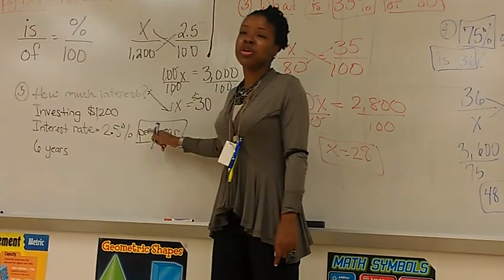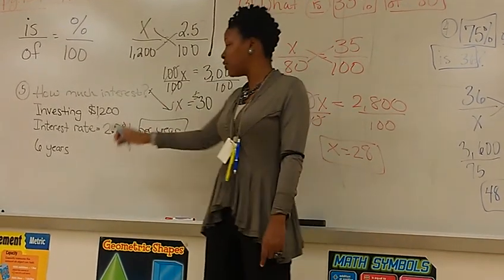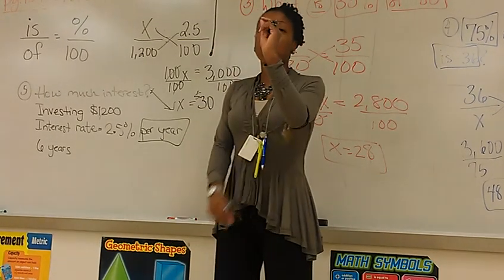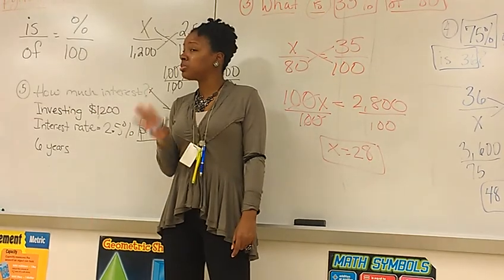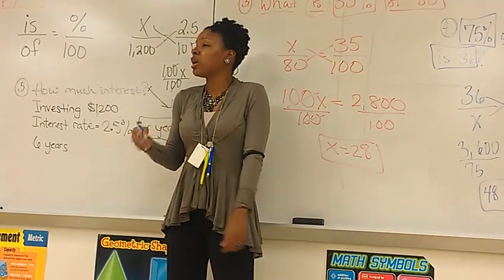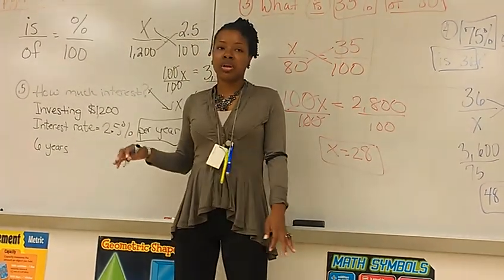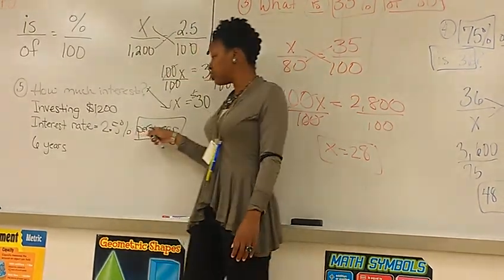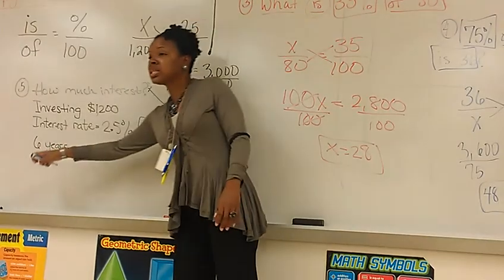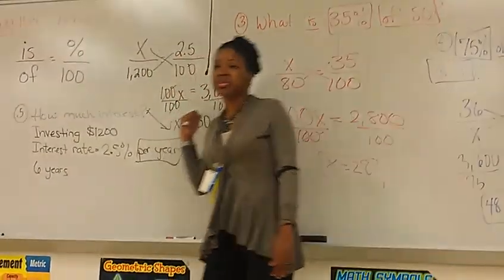2.5% per year. How many years did they ask you for? 6 years. That's always important. If you don't use all the information they give you, you should make sure you check that. Sometimes they give you extra information just to throw you off. But in this case, that's not extra. You need to know this because this interest rate is for 1 year. You need 6 years. So what do you do with this number?